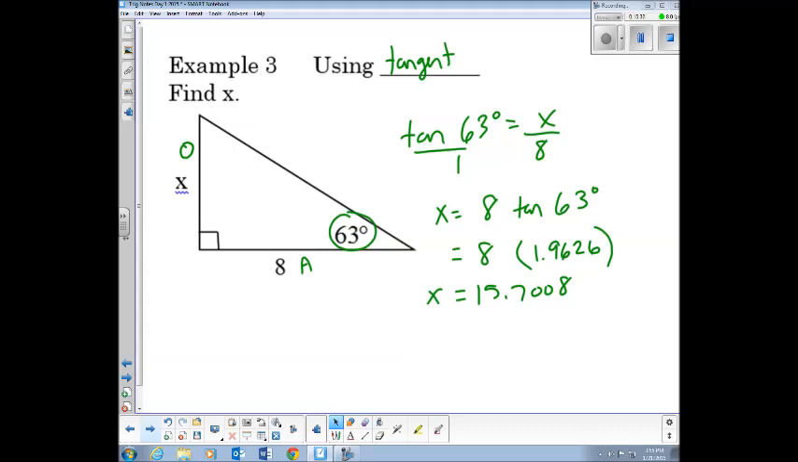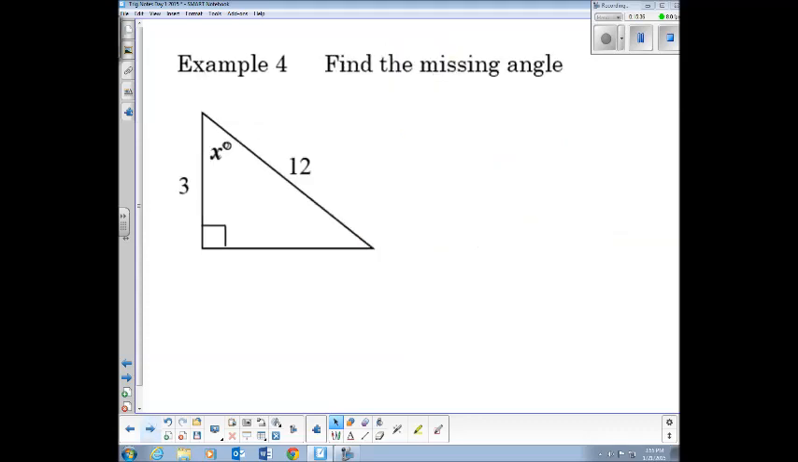Alright, now our last is our totally different example. And this one here, we're going to use trig, but we're going to use it to find the missing angle. So just like all problems, this is my angle, I label my sides. This is my hypotenuse, this is my adjacent. The only trig function that uses adjacent and hypotenuse is cosine. So I've got the cosine. My angle is unknown this time, and it's 3 over 12, adjacent over hypotenuse.